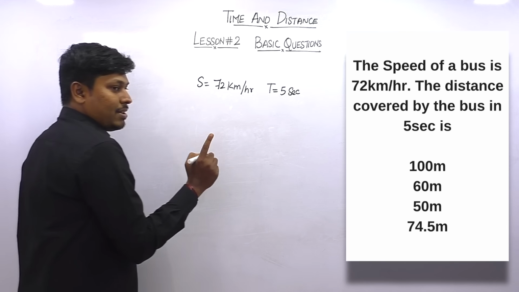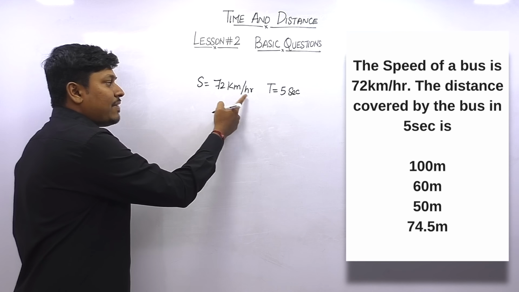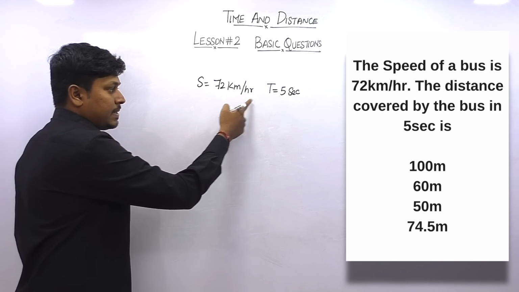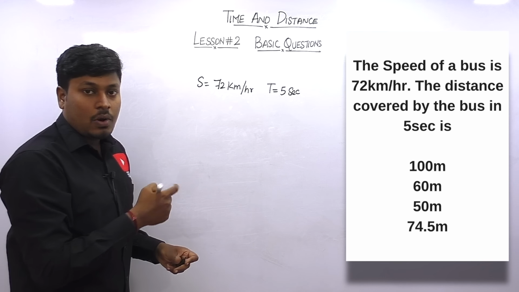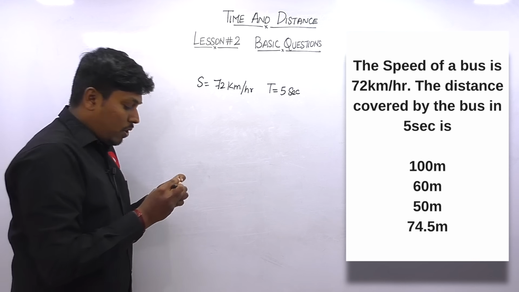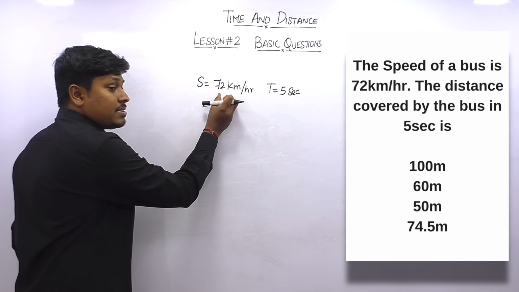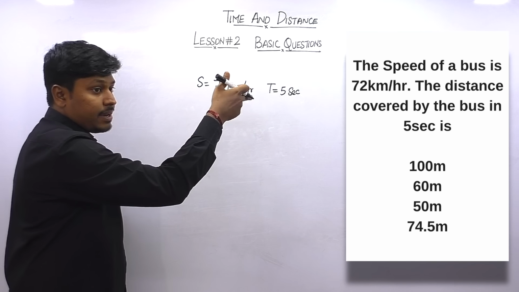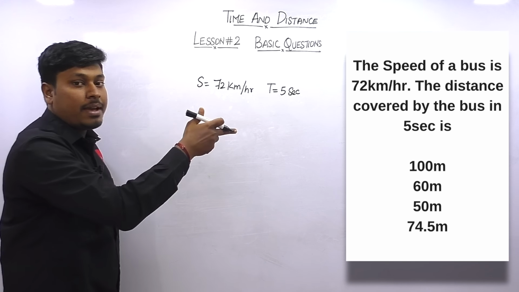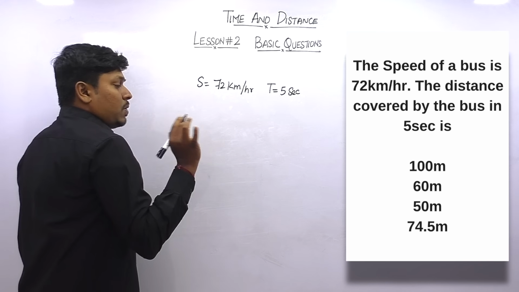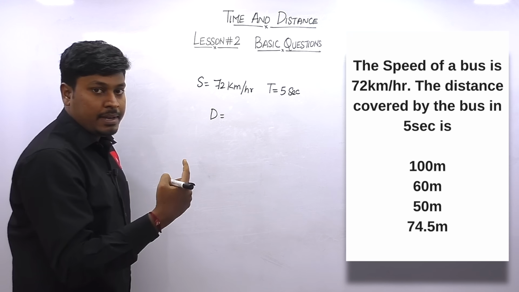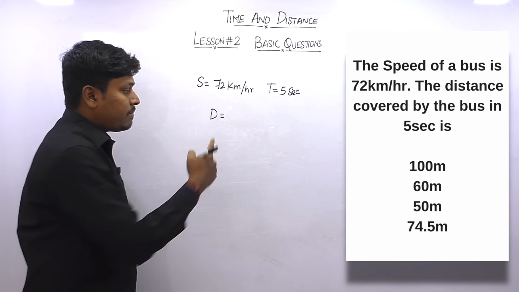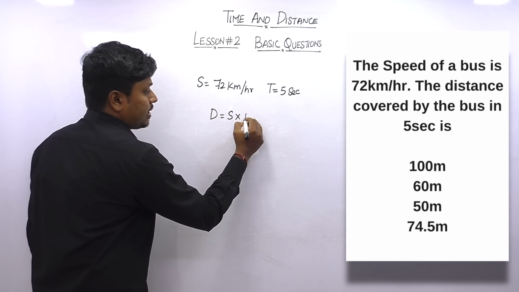And the most important thing, here we have a value in kilometer and hour. Here time is given in seconds, and look, all the options are in meters. So what you need to do, if you want to convert kilometer per hour into meter per second, we need to multiply by 5 by 18, right? So got it. Now our target is to find the distance. What is the formula? Speed is equal to distance by time. So distance is equal to speed into time.